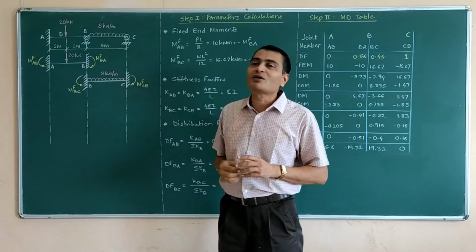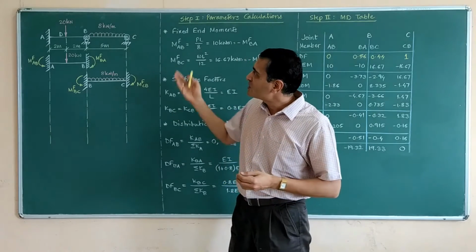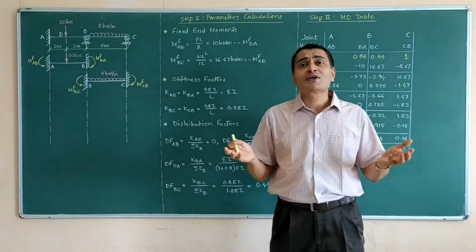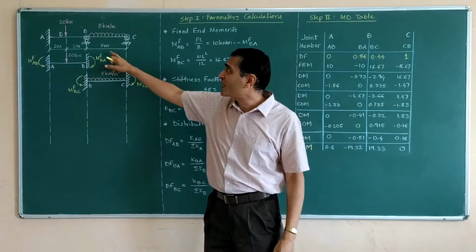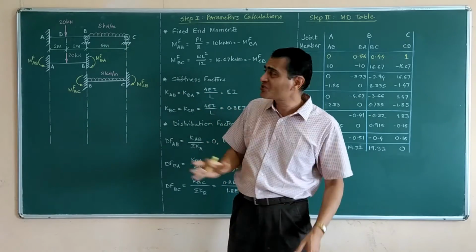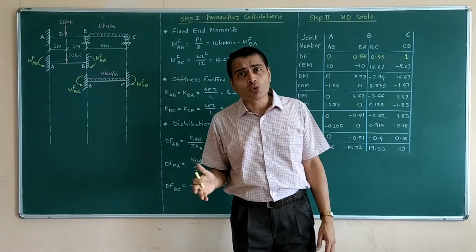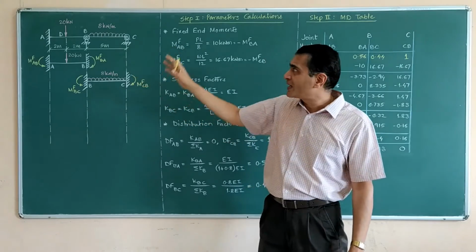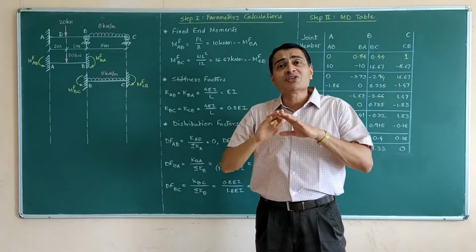Span AB is 4 meters, loaded by a 20 kilonewton point load exactly at mid span. Span BC is loaded throughout the span by 8 kilonewton per meter uniformly distributed load. The span is 5 meters. So with this we start our analysis. Obviously the degree of kinematic indeterminacy is 2, that is, theta B and theta C are unknown, whereas delta B, delta C, delta A and theta A, all of these are zeros.